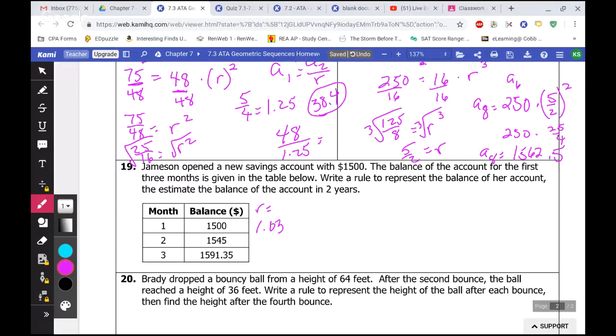And then this is actually being compounded monthly. So in 2 years, since it's being compounded monthly, that's going to be 24 months. So we want to find out where she's going to be in 24 months. So we know what she started with was 1,500 times the common ratio, or the rate that she's getting, 1.03, and it's going to be raised to the 23rd because it's one less than what we're looking for. That makes sense.